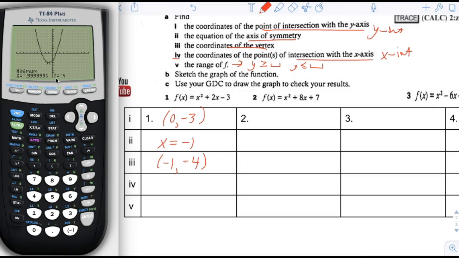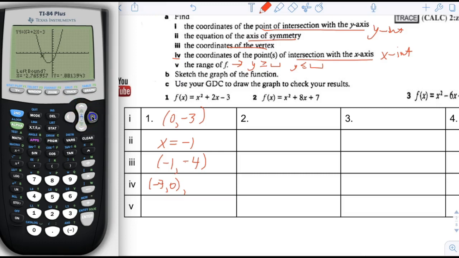Section 4 says the coordinates of the point of intersection with the x-axis, also known as the x-intercept. So we just do second calc 0. We move the left bound slightly to the left of the x-intercept. This is the first left one that we want to look for. We hit enter. We move it slightly to the right of the x-intercept and hit enter. We hit guess, and then we get negative 3, 0.